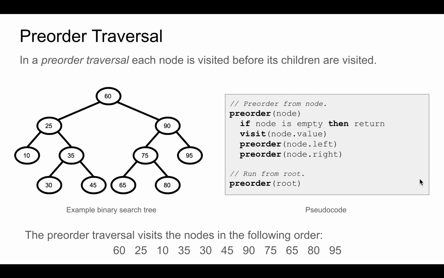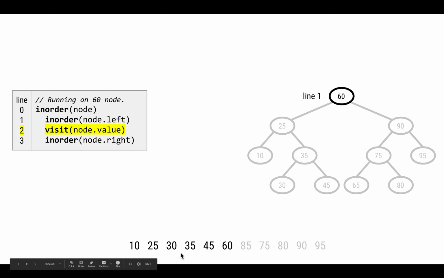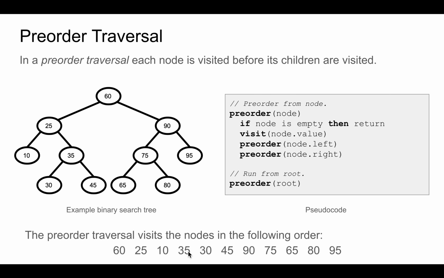Okay, so that was in-order traversal, and as we said, it visits the nodes in order from least to greatest. Okay, what's another algorithm we could have to traverse a binary search tree? We could look at the preorder traversal. So here, each node is visited before its children are visited.